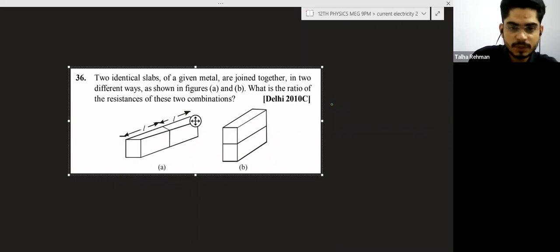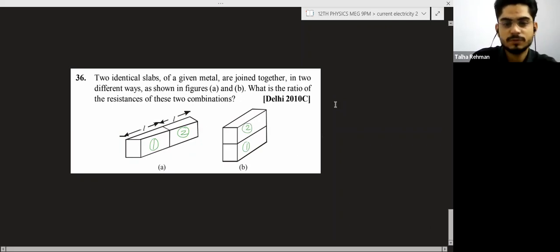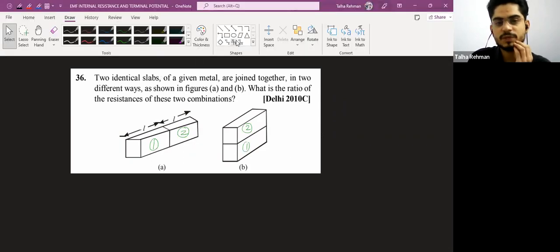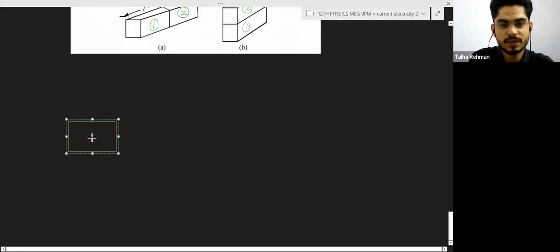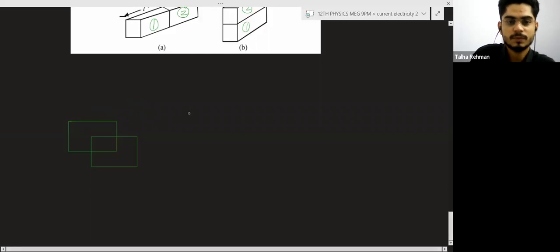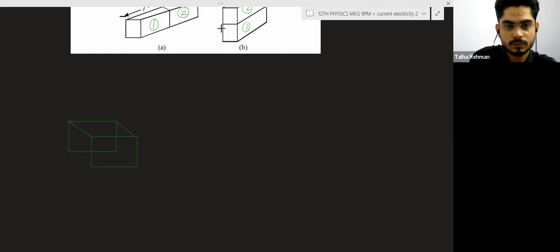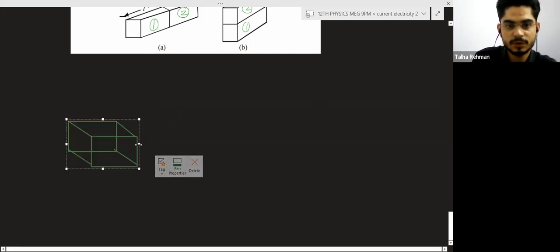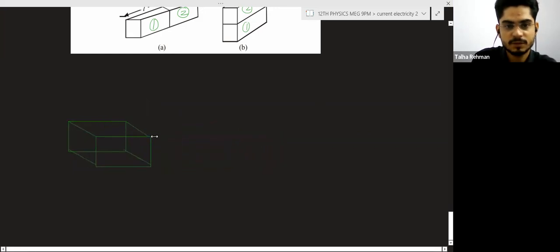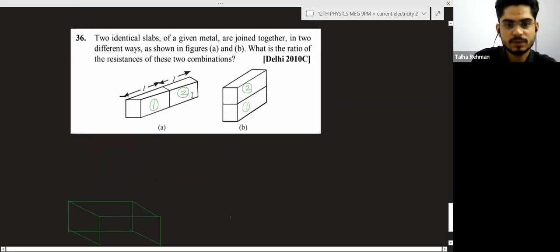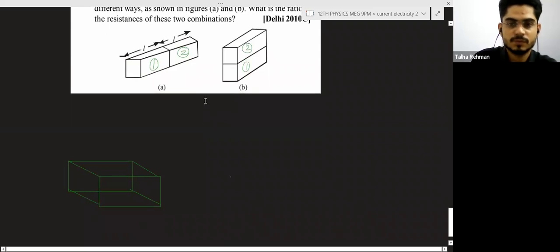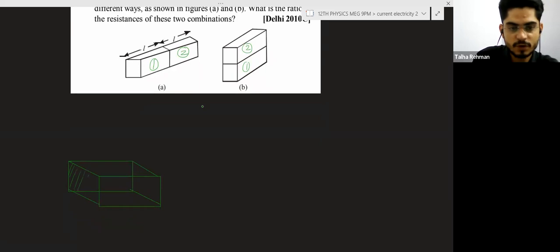So what you will do means this is first, this is second, this is first, and this is second slab. First we will calculate, they are identical slabs, so first we will calculate the resistance of individual slabs. They are like this. This type of slabs given to us, since you can just extend it like this is the slab given here. So I am just calculating the resistance of one of the slabs.